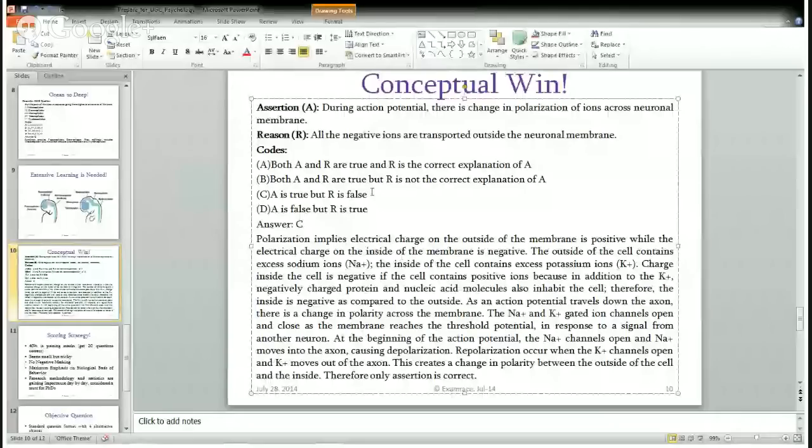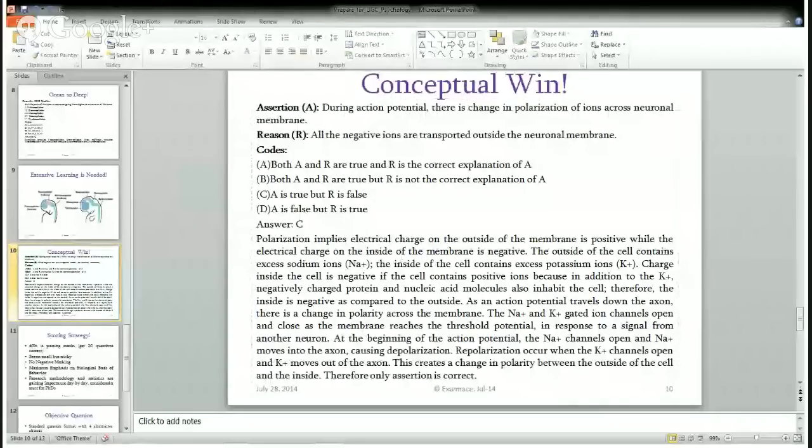So here is the question. During the action potential, there is a change in polarization of ions across neural membranes. So that's very correct, because during an action potential, as we can see, there is change in polarization. So first depolarization occurs and then repolarization occurs. That depolarization is known as the action potential. So all the negative ions are transported outside the neural membrane.